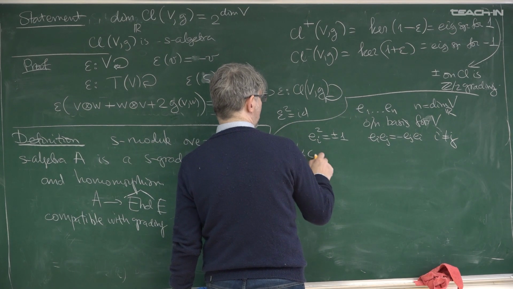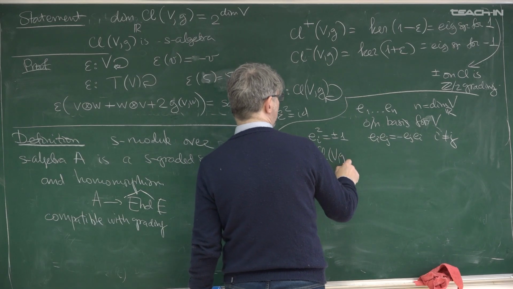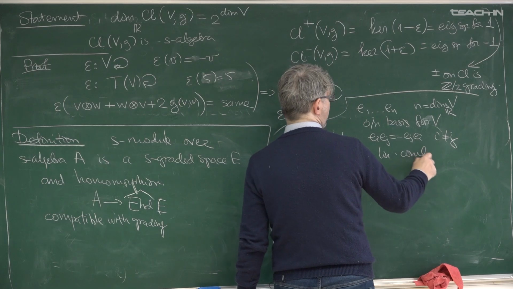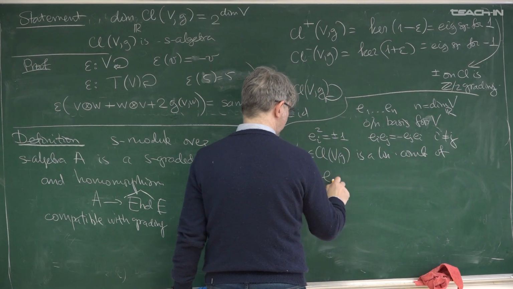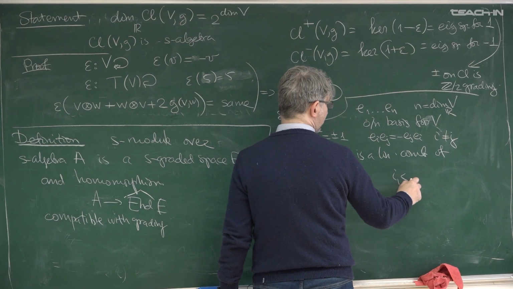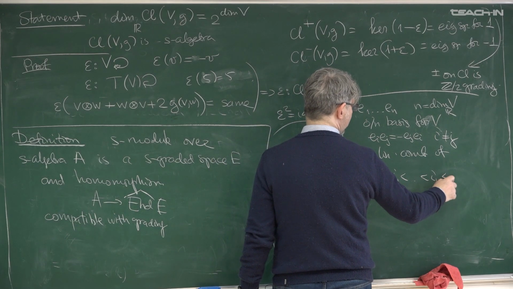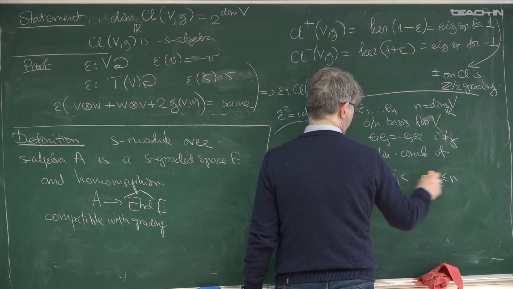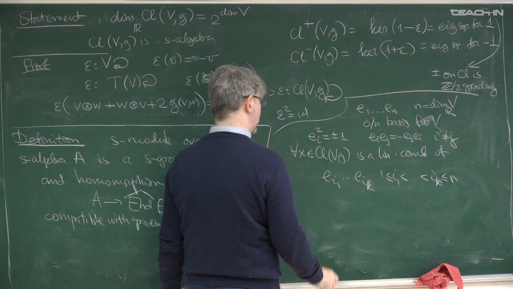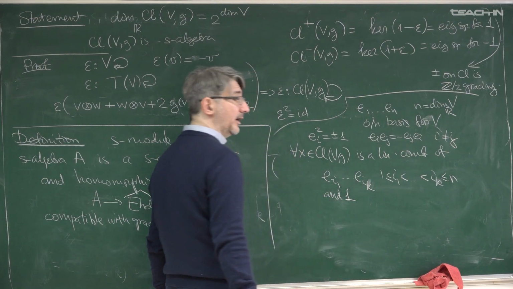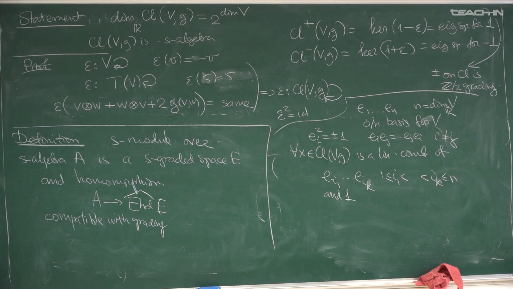Then any x in the Clifford algebra is a linear combination of elements of such form, e_{i_1} through e_{i_k}, where indices are strictly increasing. Each exponent is no greater than 1. My question is, how many symbols of such type can you find?